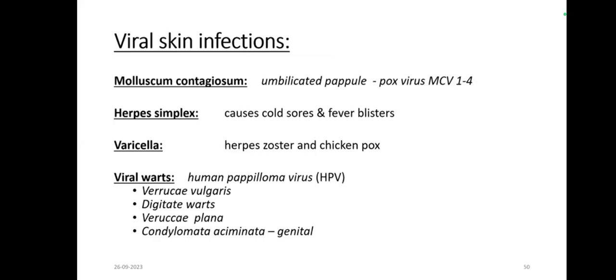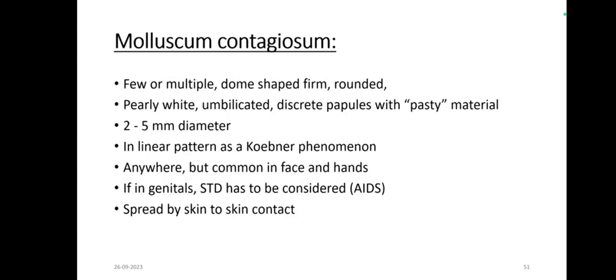Now comes viral skin infections in the form of molluscum contagiosum. Molluscum contagiosum presents as yellow, small, multiple vesicles or pustules which have a creamy, cheesy secretion in them, 2 to 5 millimeters in diameter, in a linear pattern, just as we see in the Koebner phenomenon. It is usually seen on the face and hands. And it is usually seen in children, of course.